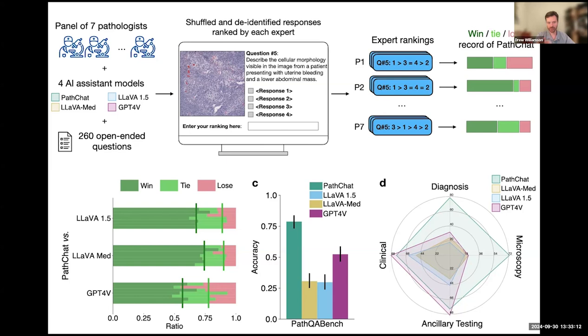And I'm very curious to investigate further, to what extent does how the response looks influence a pathologist's or anyone's preference for that response, regardless of what the content of the response is.